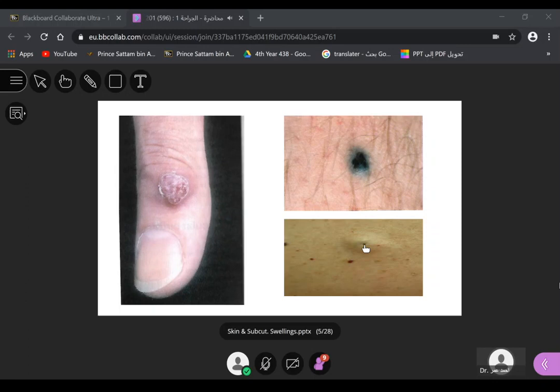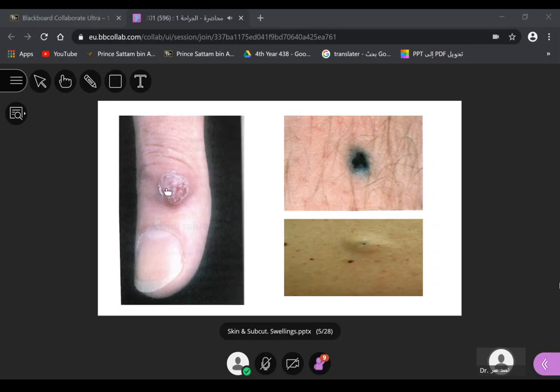You see this opening? Obstructed. This opening at the dome or top part. Yes, this is the punctum. Any swelling which contains this punctum is most likely a sebaceous cyst or sebaceous gland.